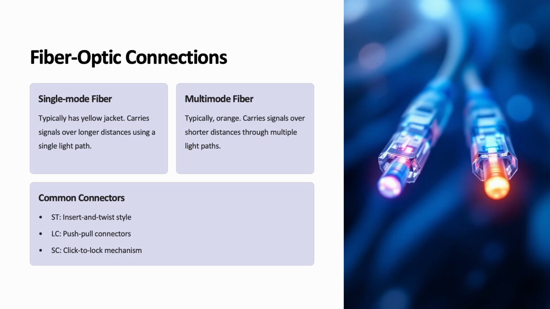SC uses a simple click-to-lock mechanism. The LC is known as a push-pull connector. They are very easy to plug and unplug, and you've got the insert and twist style. The ST ones are very similar to BNC connectors.